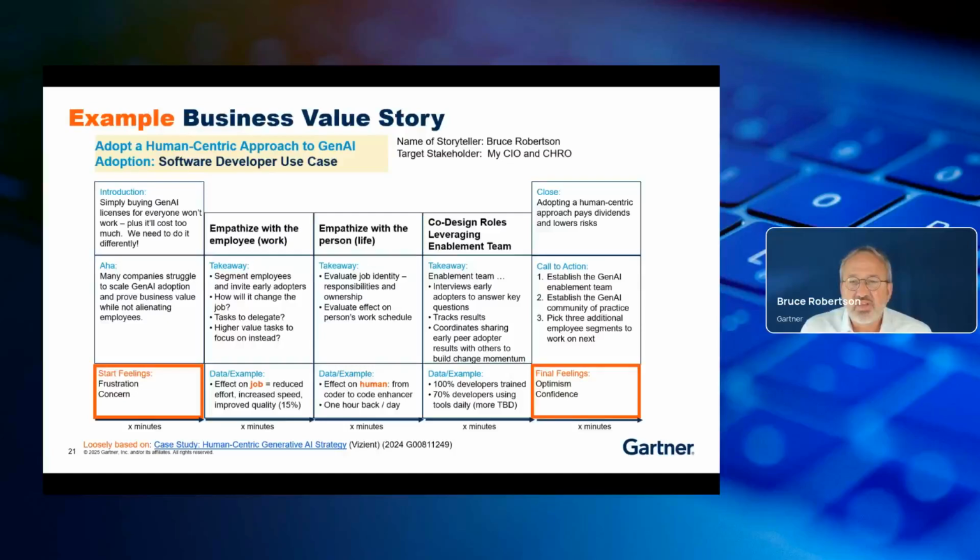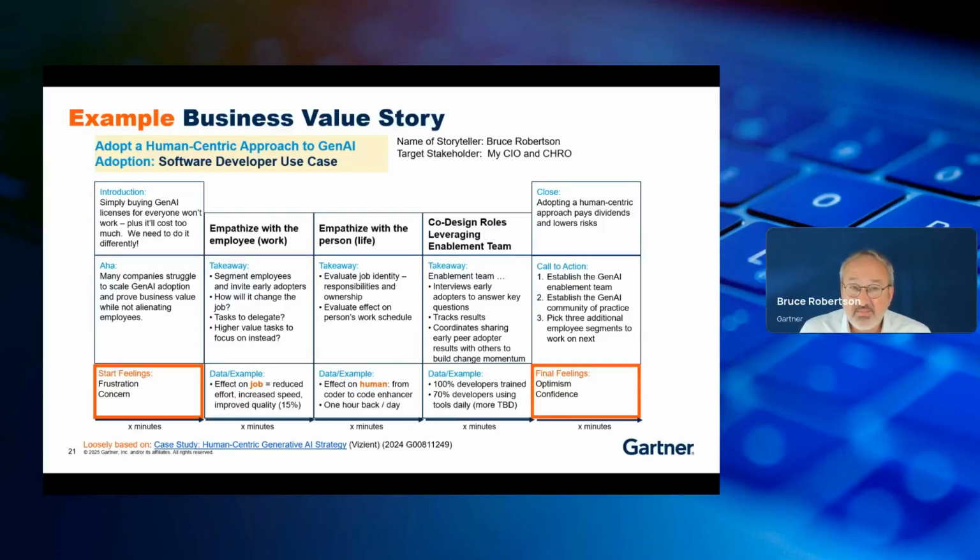So here's an example of filling this in related to the Vizient case study that I showed you quick snippets from before. You can see I've got an introduction here that simply buying GenAI licenses for everyone won't work, plus it'll cost too much. We need to do it differently. And the aha is many companies struggle to scale GenAI adoption and prove business value while not alienating our employees. You could go ahead and quote some Gartner research there if you like, to put some numbers on it.